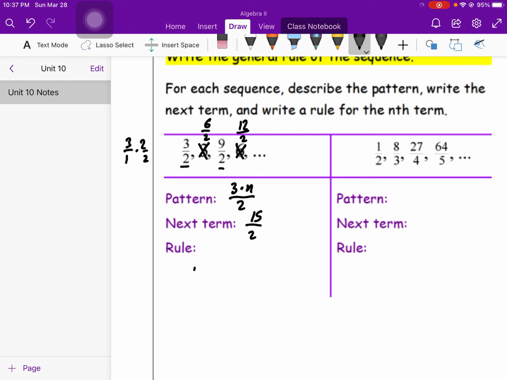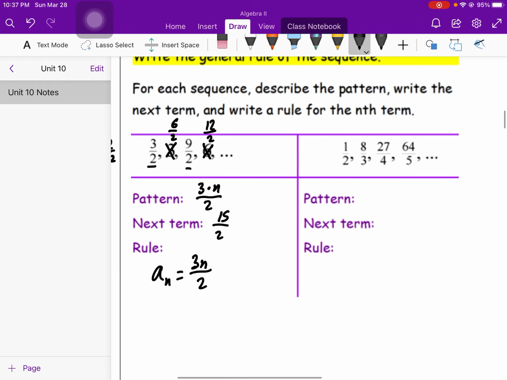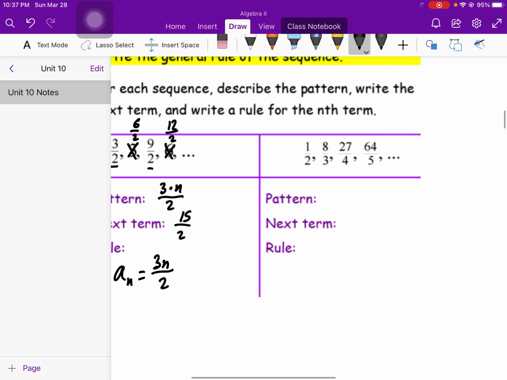So the rule for this one is a of n equals 3n divided by 2, because we have 2 every time. So whatever the n value is, you're basically just multiplying that by 3 halves. All right, one more to go here. This one we are changing. We have fractions every time, so we don't need to rewrite anything.